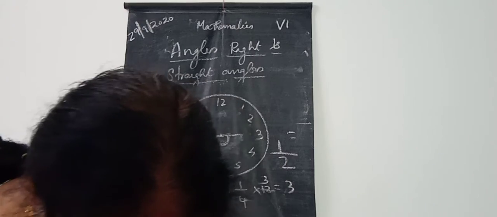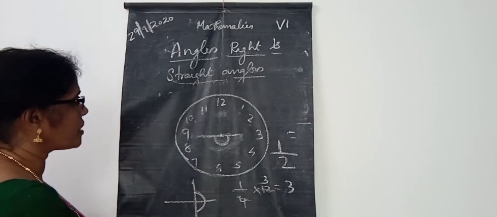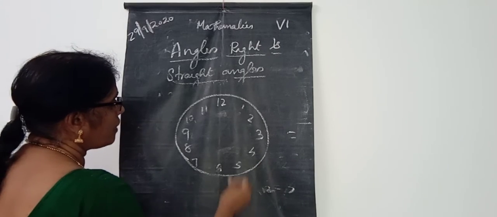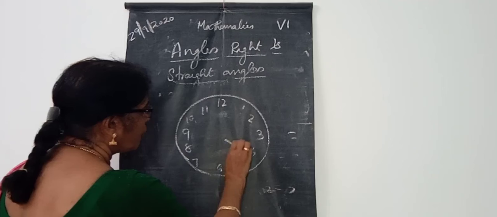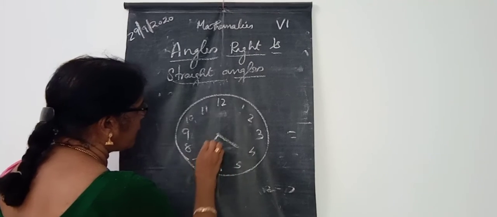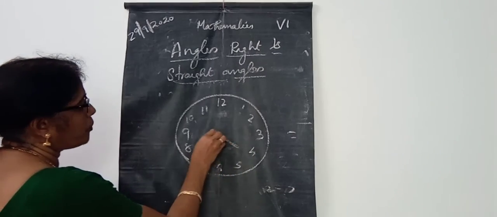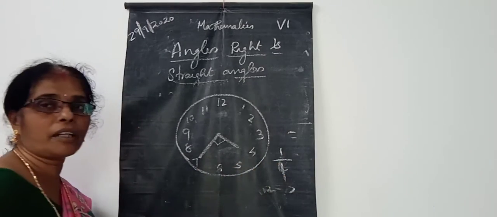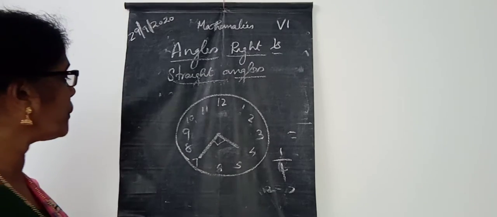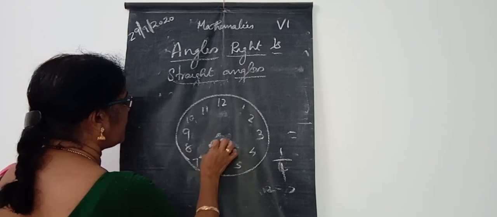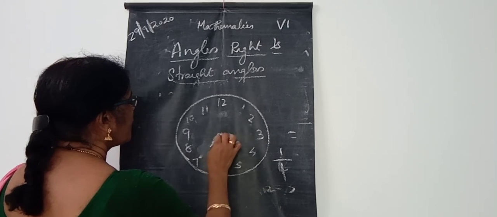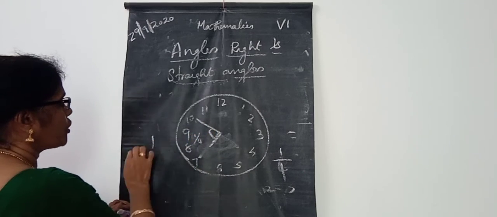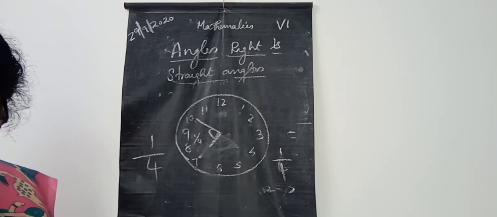And in the second question, B, 4 to 7. 4 here, 4 to 7. That is another 1 by 4th portion. Fraction is 1 by 4. And third question, 7 to 10. 7 here and 7 to 10, this portion. That is also another 1 by 4th portion, fraction 1 by 4.